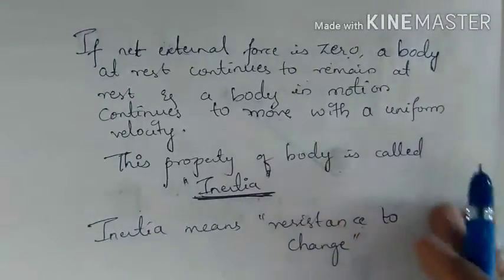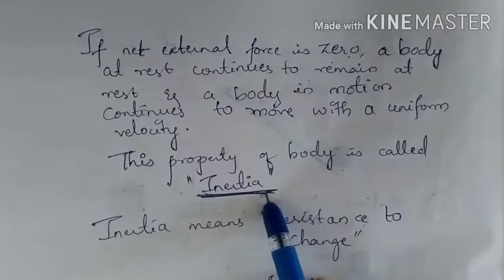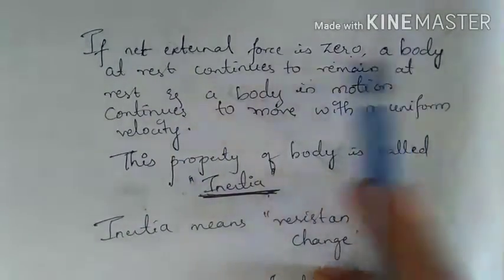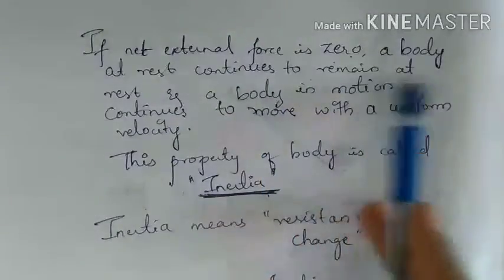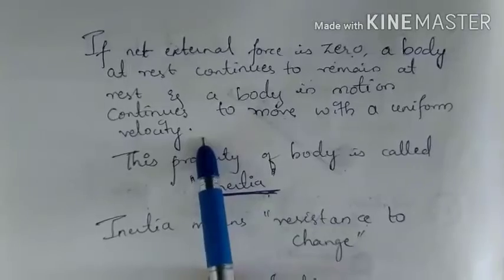In our previous lecture, we stopped our discussion at inertia. So what is inertia? If net external force is zero, a body at rest continues to remain at rest and a body in motion continues to move with uniform velocity.